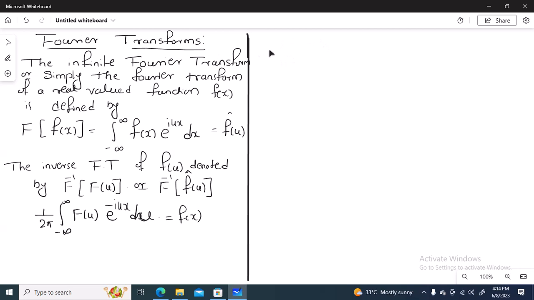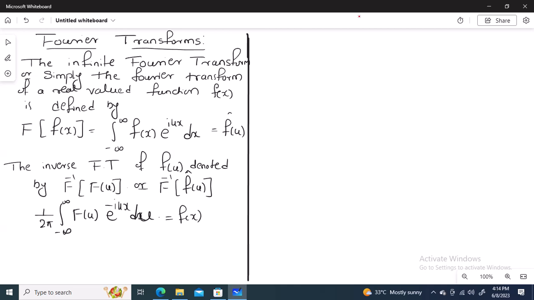We have many other transforms also, like complex transforms and the Laplace transform, but the Fourier transform is one of the most interesting concepts. The basic prerequisite for this, as I told, is the Fourier series concept. So what exactly is the Fourier transform? This is also called the infinite Fourier transform, or simply the Fourier transform. It is defined for a real valued function.